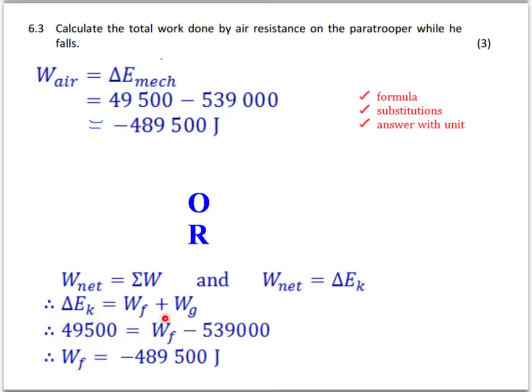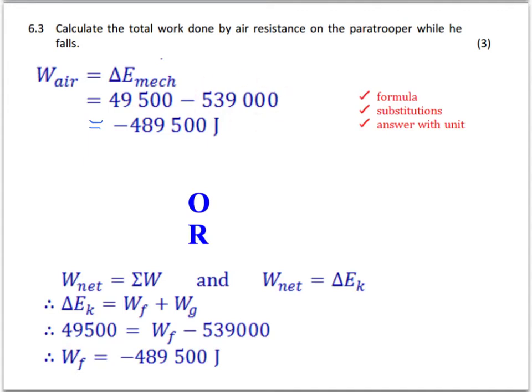Work due to friction is what we're trying to solve, and the work due to gravity is negative 539,000 joules. Where this number comes from: it's the exact same number that we have over here, which is the initial gravitational potential energy.